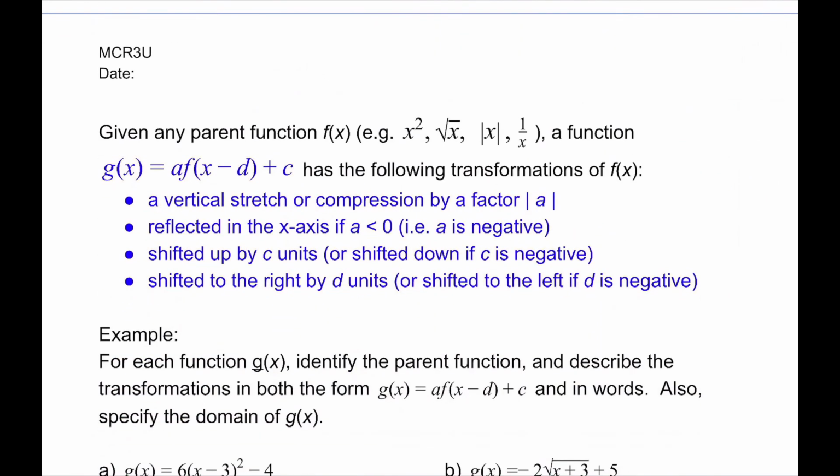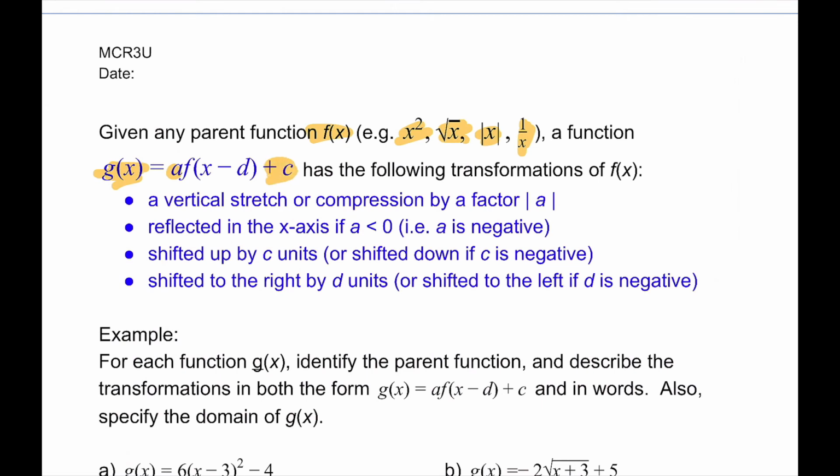This section. It's basically, the idea is that given any parent function, f of x, so f of x is sort of like a variable for a function. It has to represent a specific function. So in this case, it could be x squared, root x, absolute value of x, or 1 over x. That we could write this general form in function notation. The transformation of that function, g of x, is that, again, here's this a value that we remember from quadratics, is that we can multiply something to this function outside of it. We could also add something to this function outside of it.